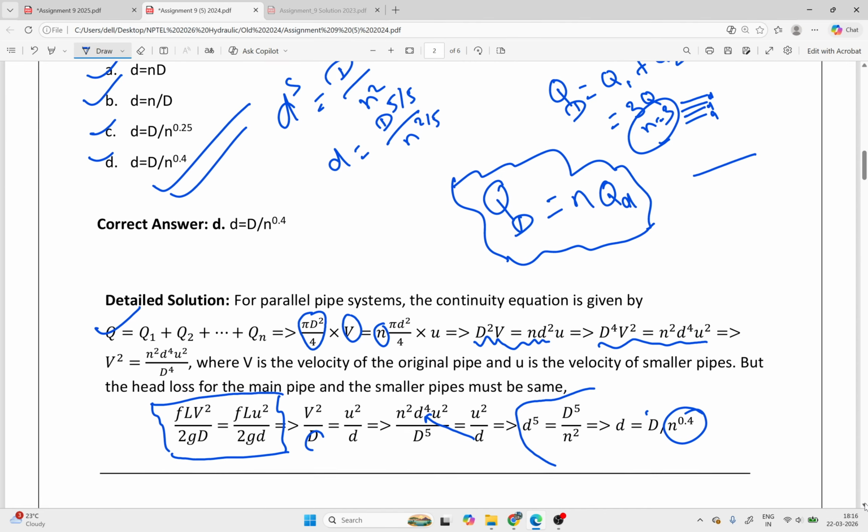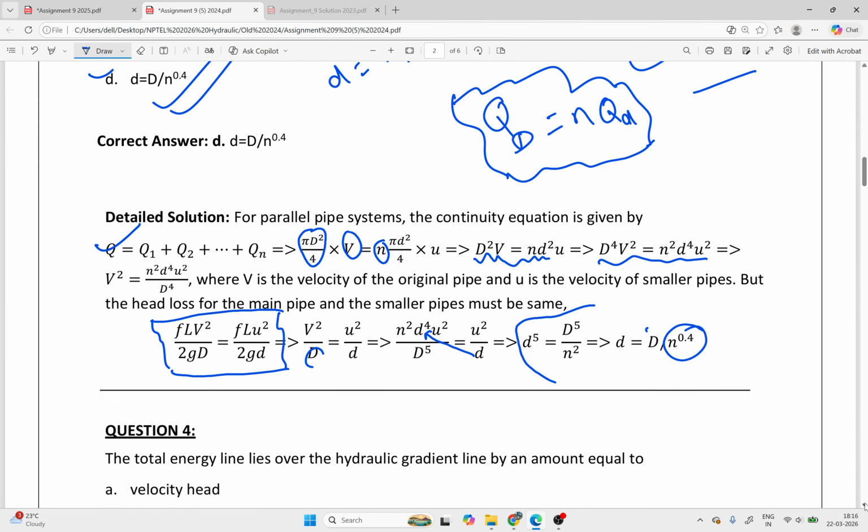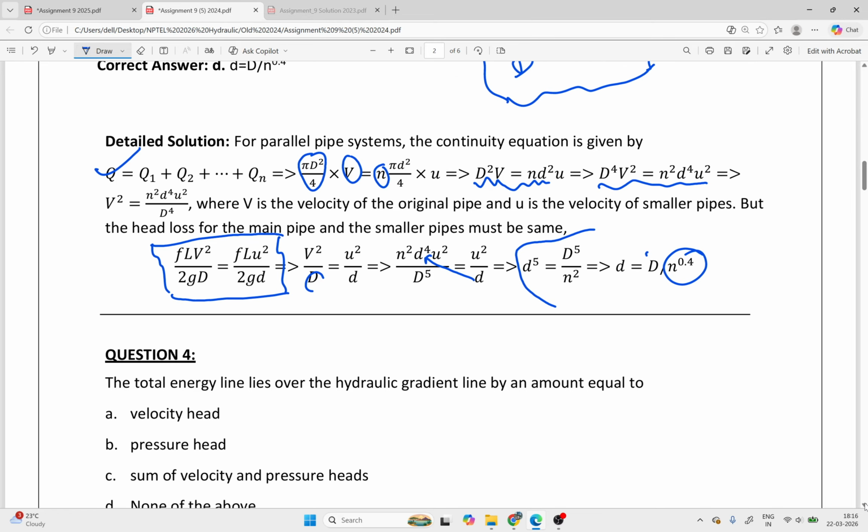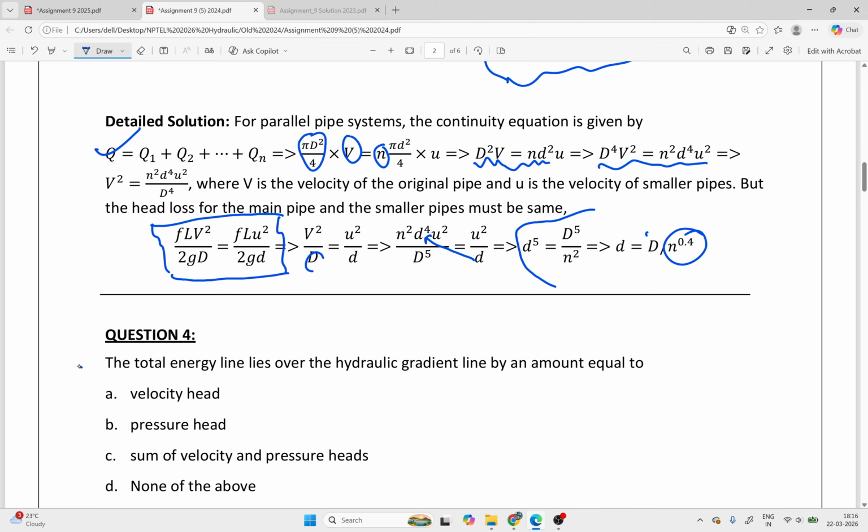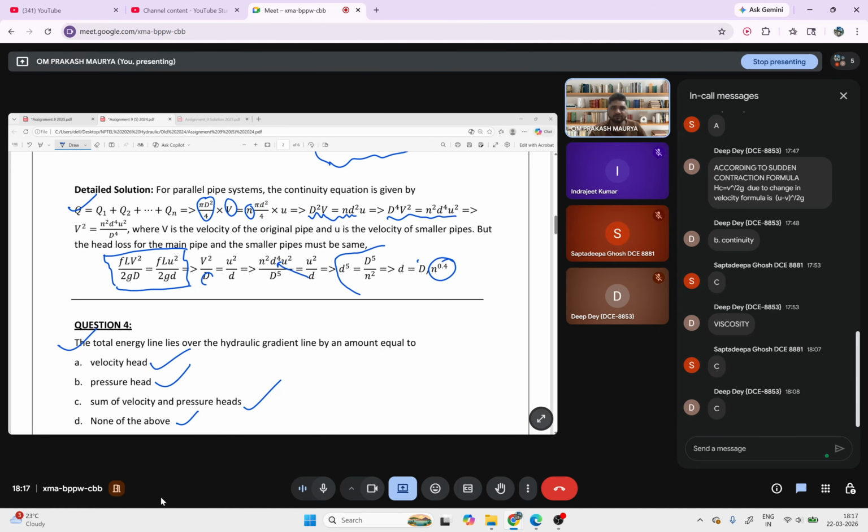Now we'll move on to the next one, question number 4. Question 4: the total energy line lies over the hydraulic gradient line by an amount equal to velocity head, pressure head, sum of velocity and pressure head, or none of the above. Just please try to write your answer in the chat box. Total energy line.